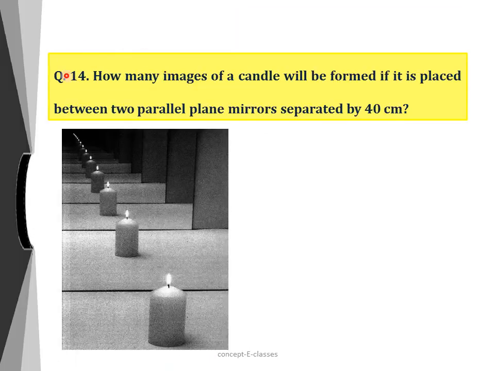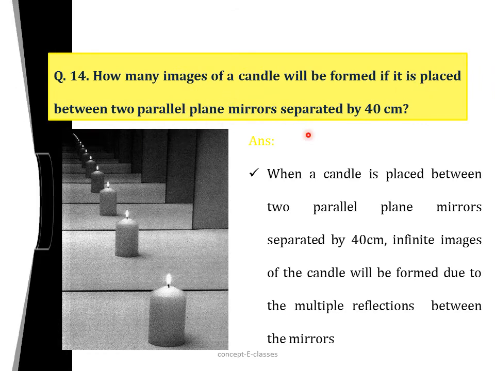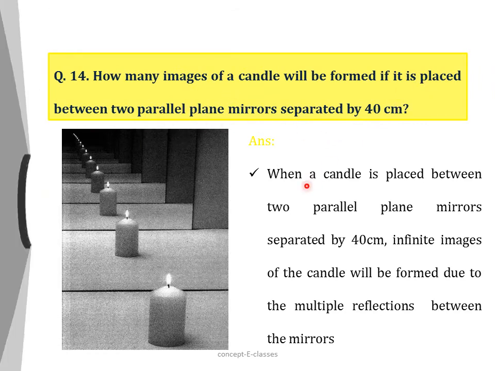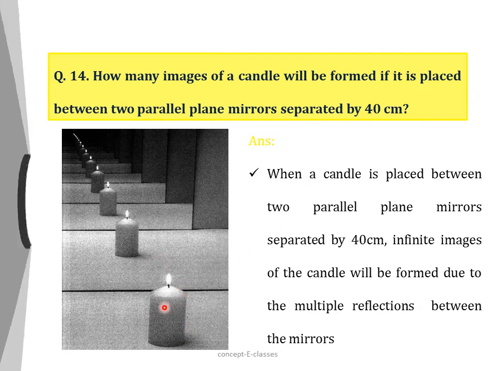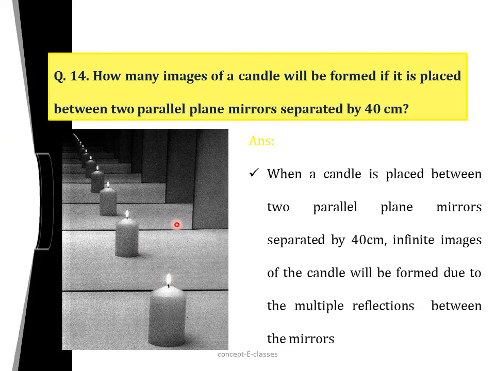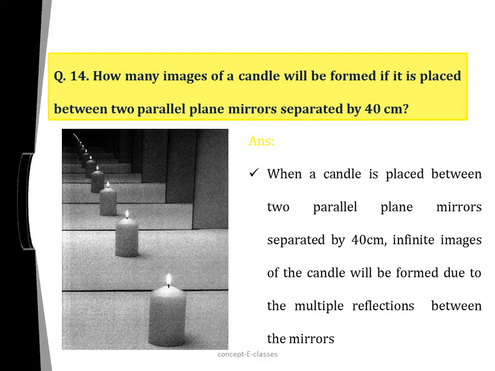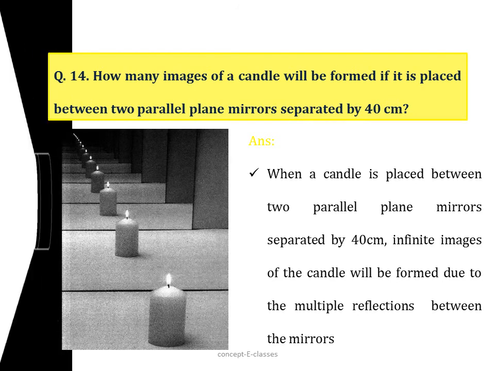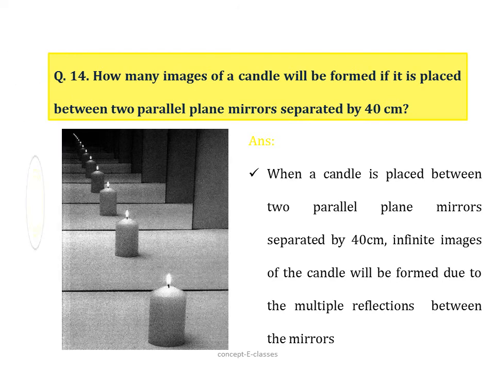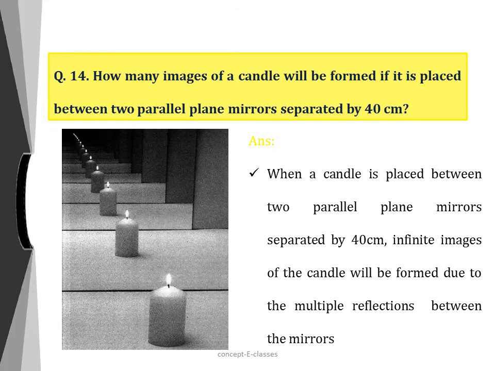Question number 14. How many images of a candle will be formed if it is placed between two parallel plane mirrors separated by 40 cm? So when a candle is placed between two parallel plane mirrors separated by 40 cm, infinite images of the candle will be formed because of the multiple reflections between the mirrors. We have explained about multiple images and the multiple reflections caused by the combinations of mirror at different angles in the first video of this chapter. If you have any doubt, please refer to the corresponding slides.